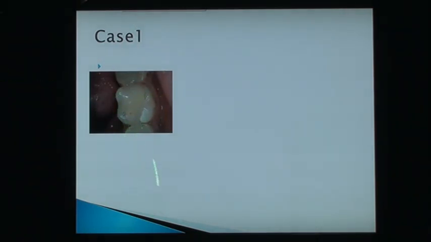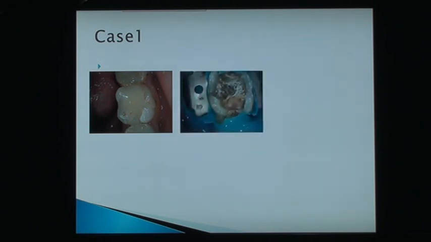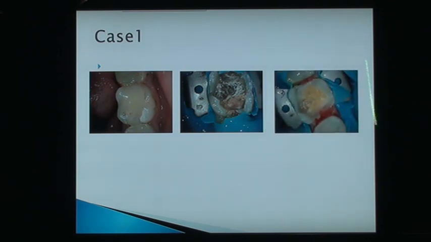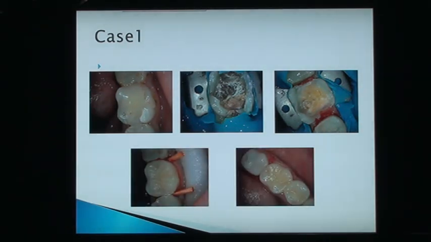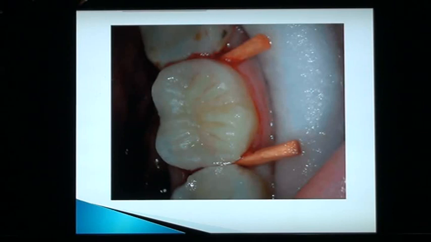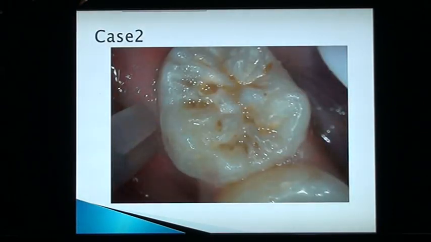Old composite filling. We can remove whole composite by laser. And see here the caries dentin. We clean it. We have clean dentin and the sterile surface. And here the final filling. Other case now.